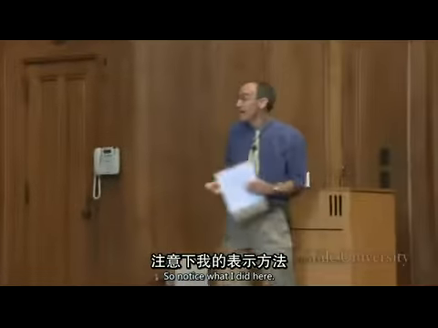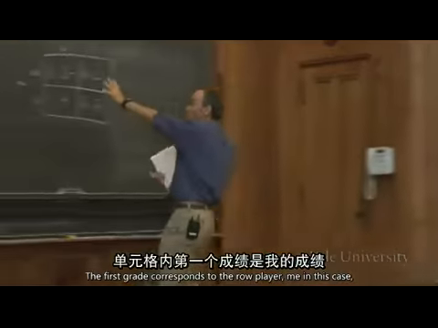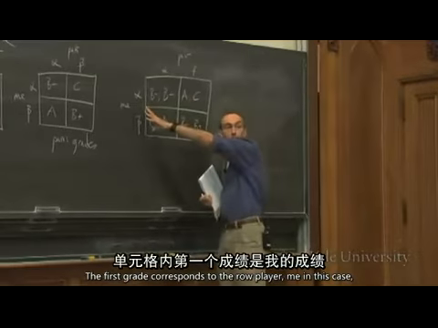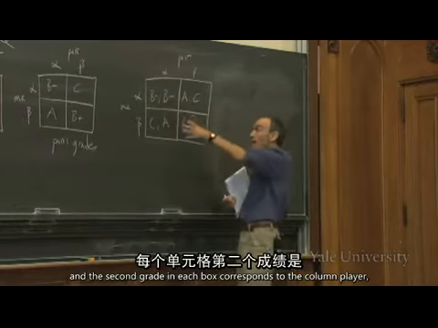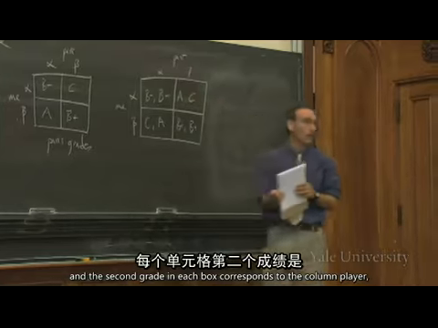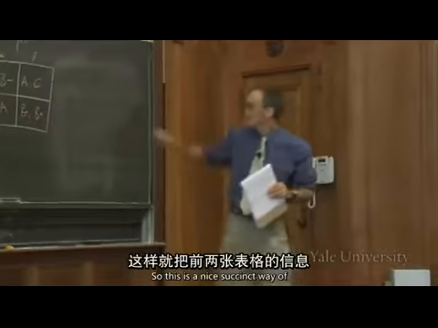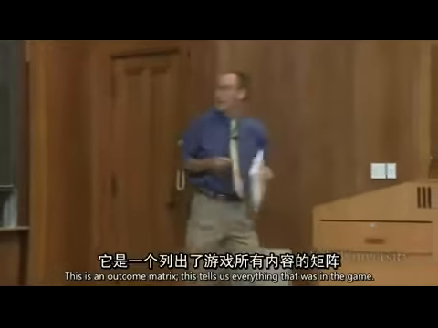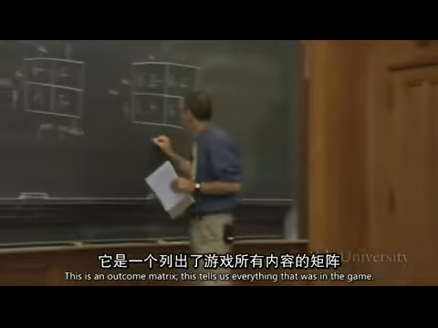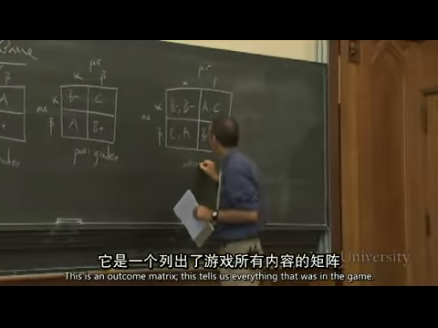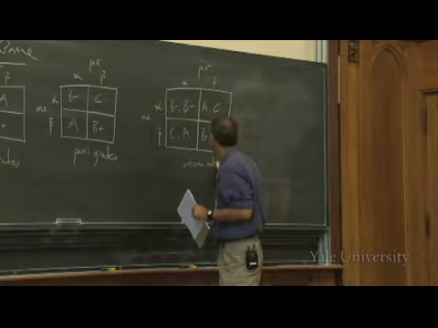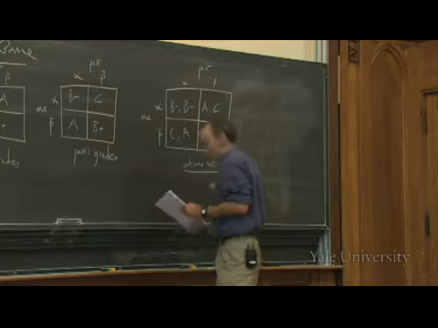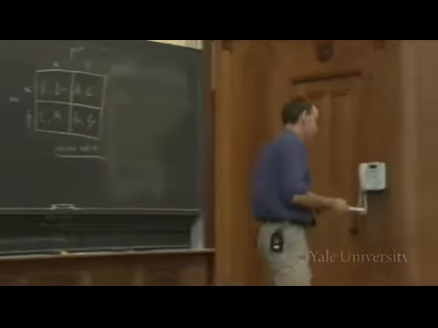So notice what I did here. The first grade corresponds to the row player, me in this case, and the second grade in each box corresponds to the column player, my pair in this case. So this is a nice succinct way of recording what was in the previous two tables. All right? And this is an outcome matrix. This tells us everything that was in the game.